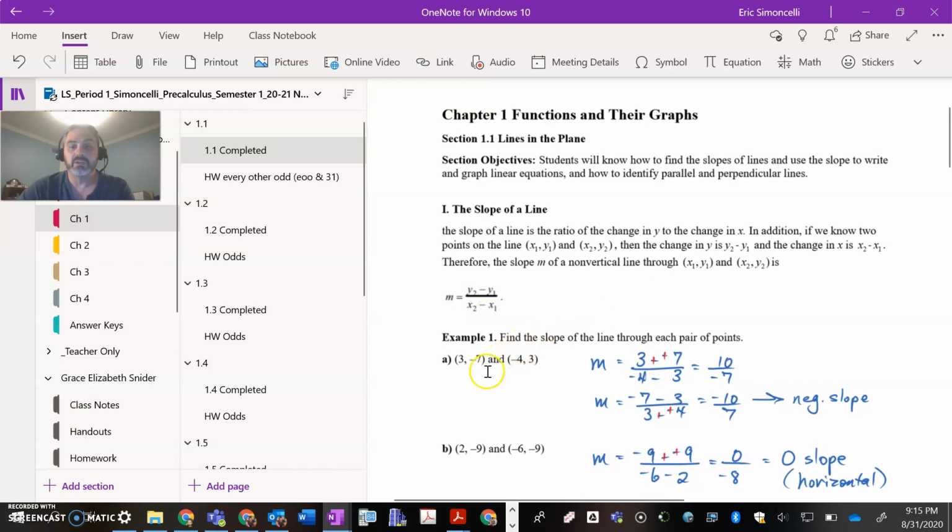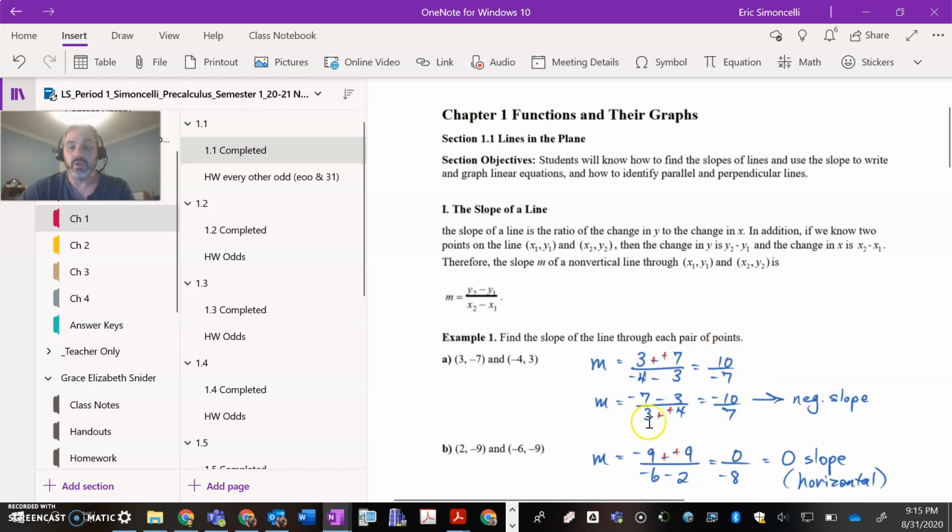Example 1. Find the slope of the line through each pair of points. So what I've done, I've already essentially assigned (x1, y1) and (x2, y2) to my ordered pairs. So if I call the first point (x1, y1), and the second point (x2, y2), I can take y2 minus y1, so 3 minus negative 7, and notice I've also changed the signs to plus a positive, so 3 plus 7, divided by negative 4 minus 3, which you see there in the denominator. 3 plus 7, of course, is 10. Negative 4 minus 3, of course, is negative 7. Negative 10 sevenths, or 10 over negative 7.